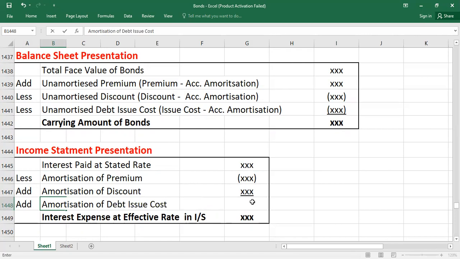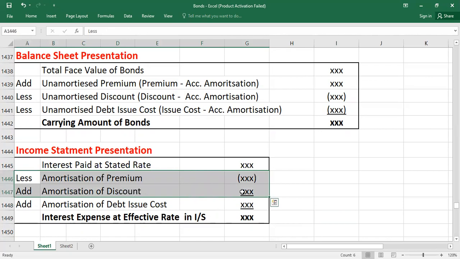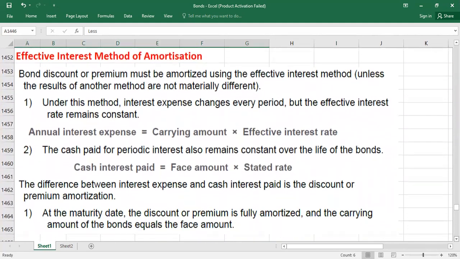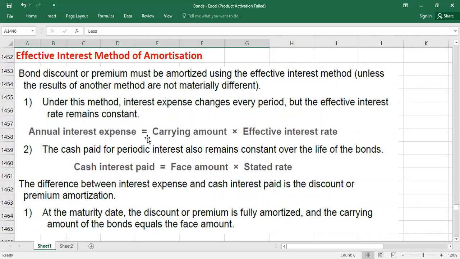So let's have a look here at how we will amortize premium or discount in case of semi-annual interest. We always use the effective interest method to amortize the premium or discount values. We can even use the effective interest method to amortize the debt issue cost. Under the effective interest method, if you want to calculate the interest expense, you always need the carrying amount multiplied by the effective, market rate, don't forget. This is how you calculate interest expense, and I will show you the proper format also.